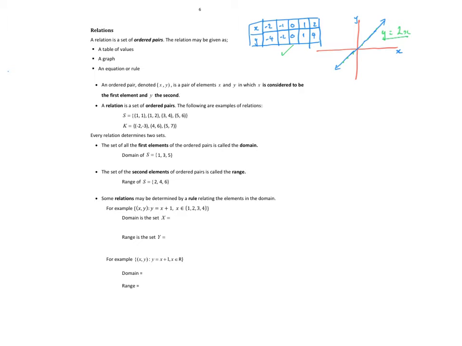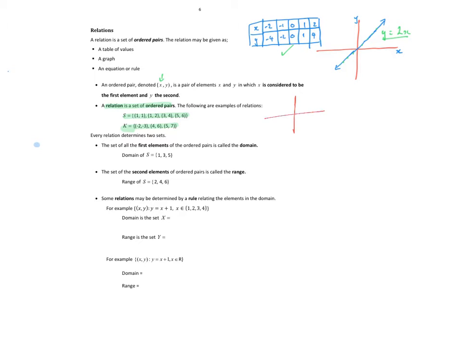Now the ordered pair, remember, the first term in the ordered pair is always the x coordinate. The second term in the ordered pair is always the y coordinate. That will never change. Now, as we said, the relation is a set of ordered pairs. So the following are just two other relations.